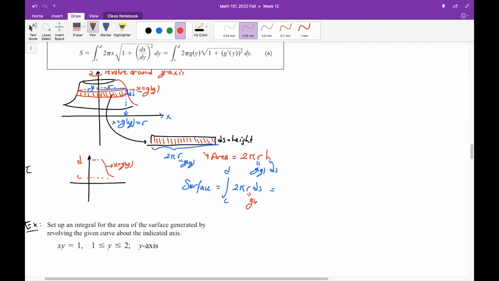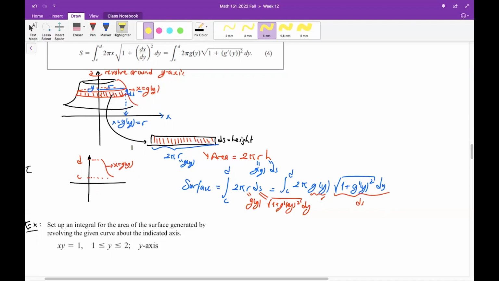R is g of y, and now instead of ds, we will be writing the dy version of it. So it goes like this this time: the square root of 1 plus g prime of y squared dy. So the integral in this case is from c to d, 2 pi r, g of y, which is the radius, times the square root of 1 plus g prime of y squared dy. So this part comes from the radius and this part comes from the ds part.